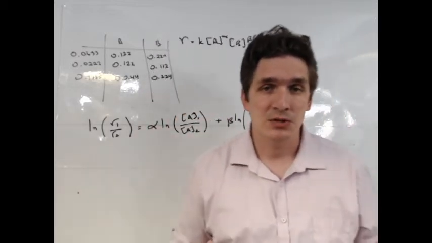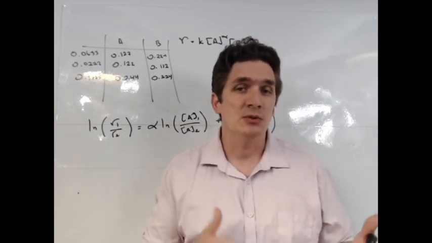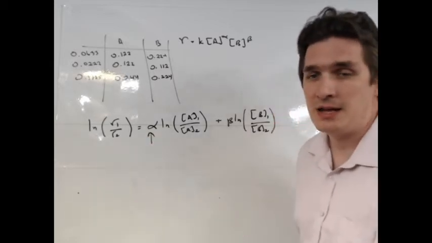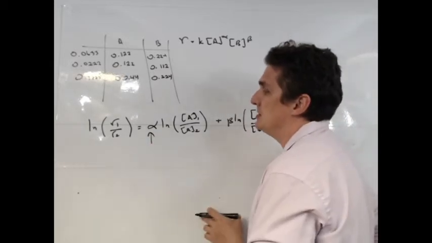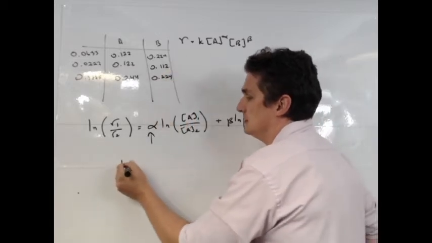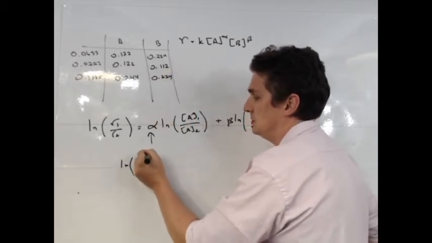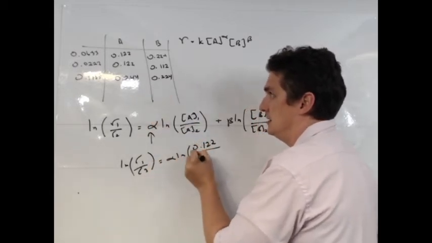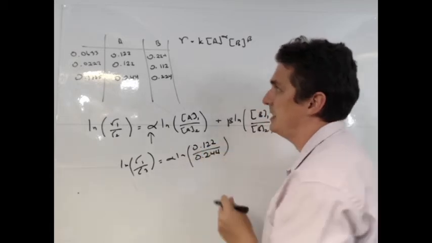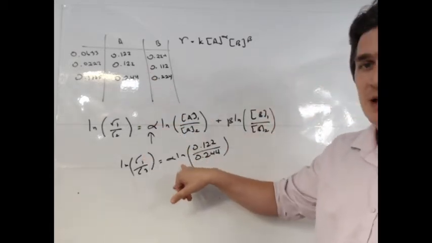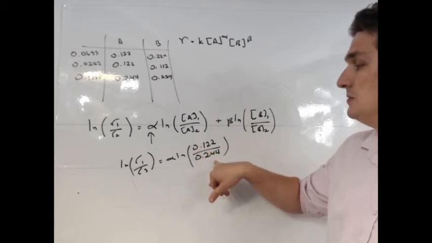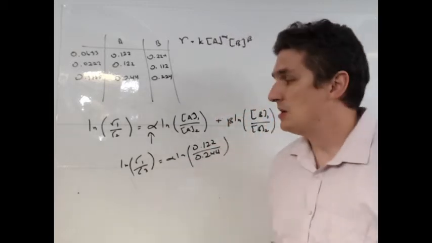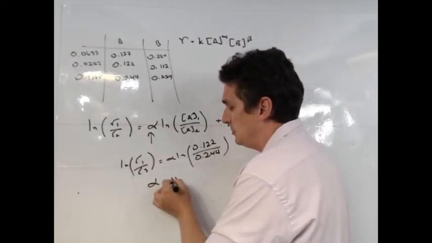Well, if you're a good scientist, what you do is that if you want to understand the effect of one variable, you keep the other one constant. So if we want to understand the order on A, we would pick two runs where the concentration of B is held constant. So we're going to compare run 1 to run 3. And if we look, the concentration of A is doubling, so we get alpha ln(0.122/0.244) equals the natural log of the ratio of these two rates. Now, we can solve for alpha explicitly and we will get a number.